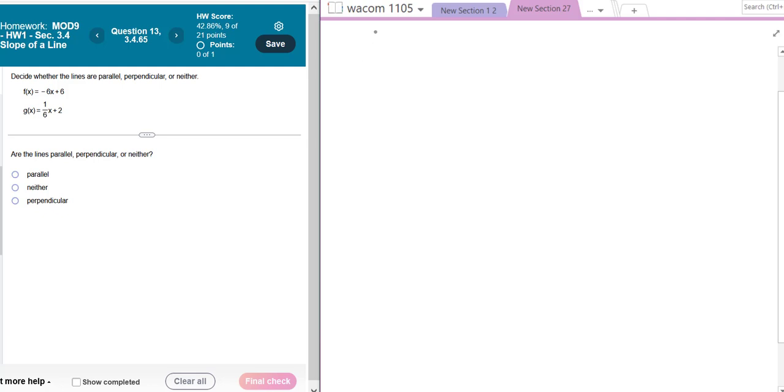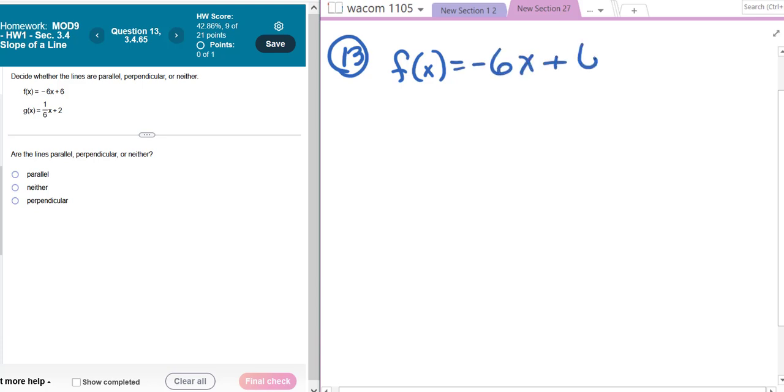And they just switched these to function notation. This is 13. They put f of x instead of y equals negative 6x plus 6. They put g of x instead of y, 1/6 x plus 2. Same question: parallel, perpendicular, or neither. They are in the proper form. These function things are y, and so mx plus b, mx plus b.